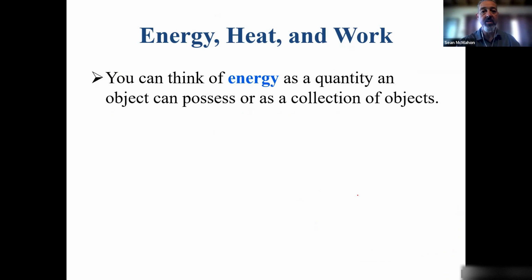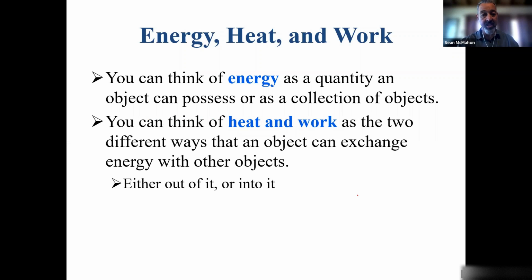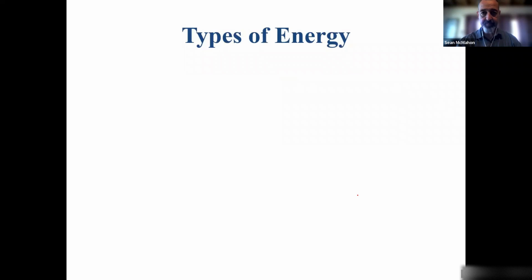All right. So energy, heat, and work. You can think of energy as a quantity that an object has, right? And you can think of it as, okay, there's two different ways that I can either absorb or release energy, either through heat or work, okay? So basically, I can exchange energy with other objects, either it coming into me or it coming out of me, okay?